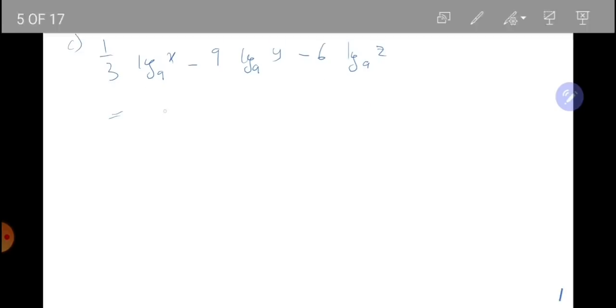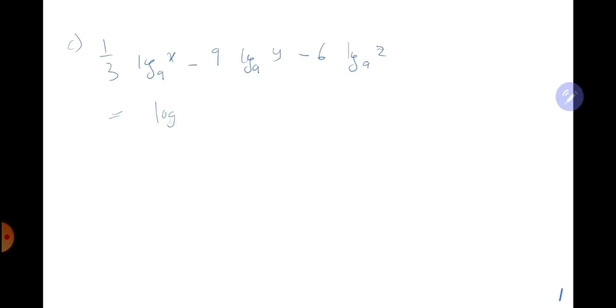Alright, for C pula, I'll just rewrite the question again. 1 over 3 log x base a minus 9 log y base a minus 6 log z base a. Alright, so yang ni pun macam straightforward juga kan. So all the base are a. Okay, so you can rewrite this as log base a. X ni boleh jadi x to the power of 1 over 3 over y ni boleh jadi and this one will be y power 9, and ni will be z power 6. Okay, so that is your answer.